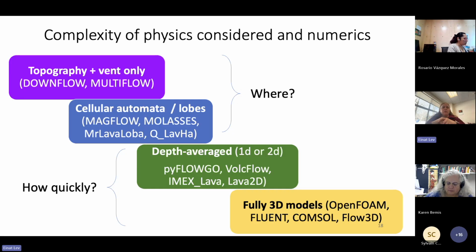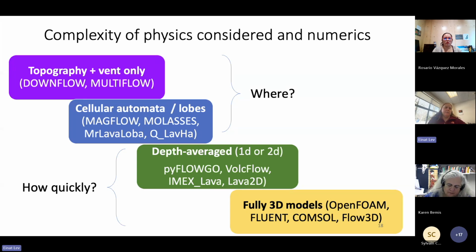These two categories of models usually just answer the question of where. They don't have physics, so they don't usually tell you how quickly the lava would get to a place, or what the properties would be, how hot it would be, what the momentum is, and things like that, which is important, for example, for engineering mitigation efforts.